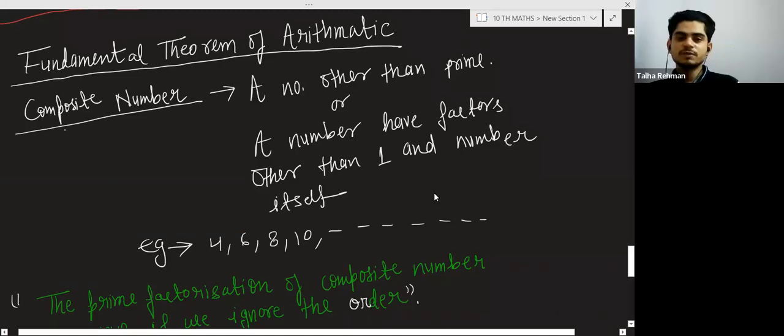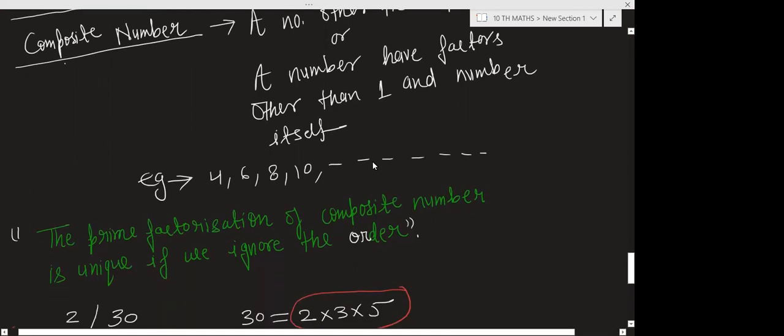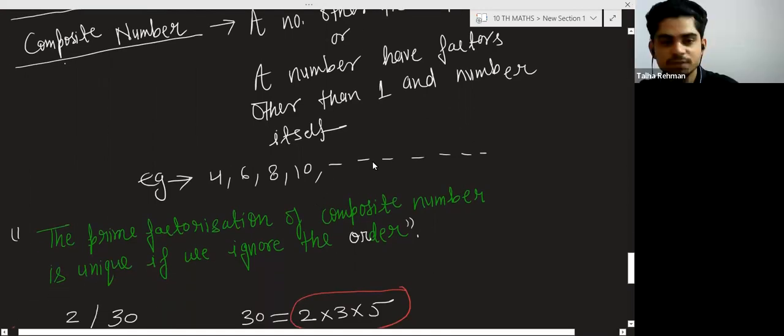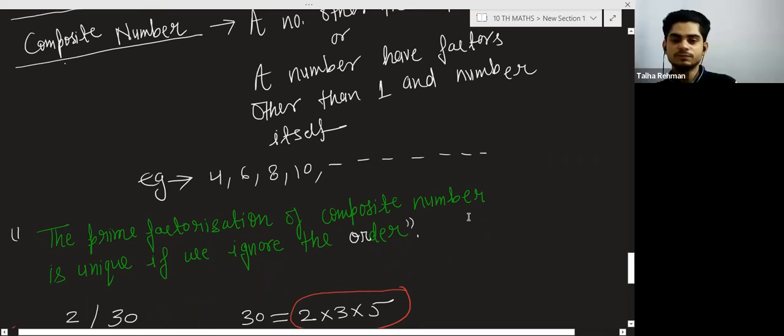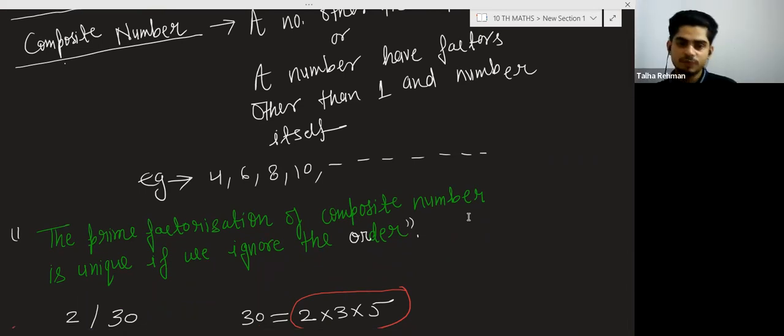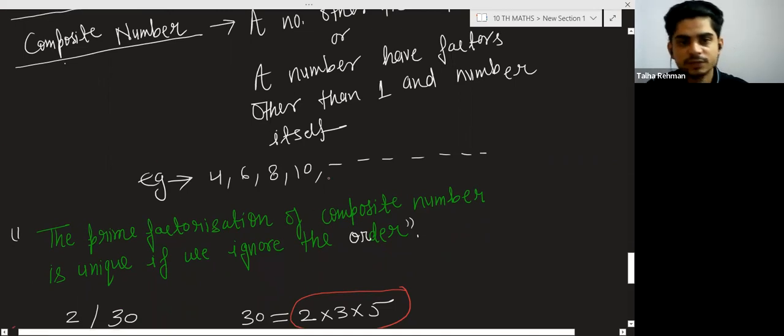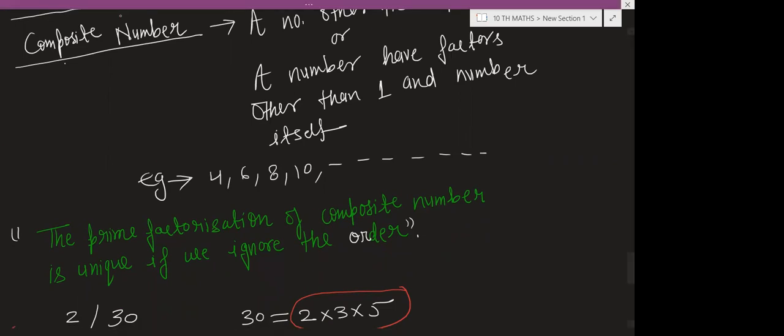So a composite number is a number other than a prime number. The fundamental theorem of arithmetic says the prime factorization of a composite number is unique if we ignore the order. If we ignore the order. This is the fundamental theorem of arithmetic.